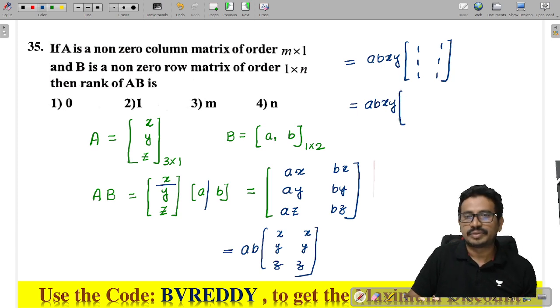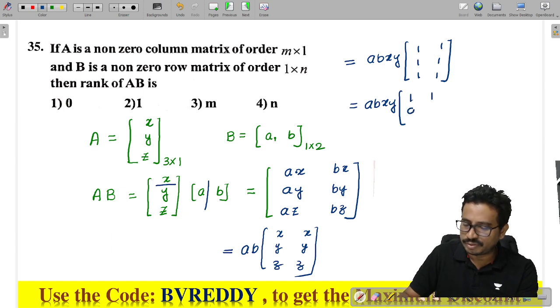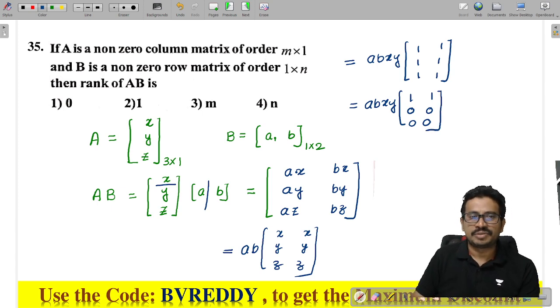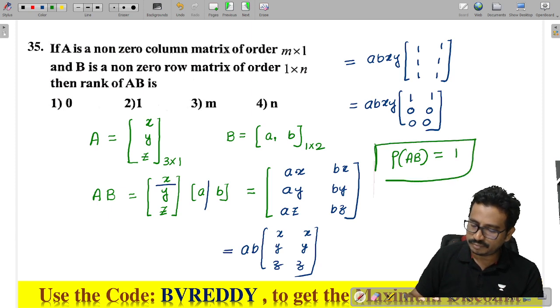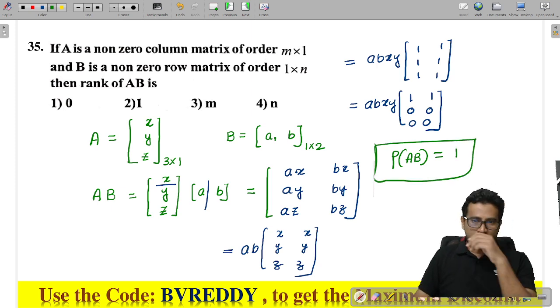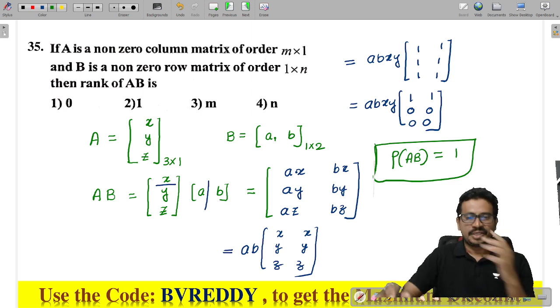Now we can apply the row operations. It becomes 1, 1, 0, 0, 0, 0. Like this will happen or not? Tell me the number of non-zero rows. Sorry, only 1 non-zero row is there. So the rank of the matrix AB is equal to, tell me, how much is it? 1. Done.